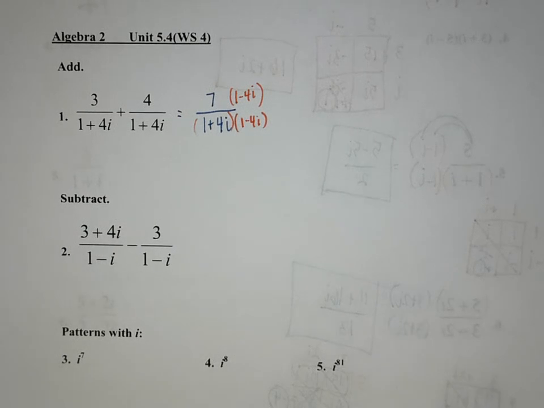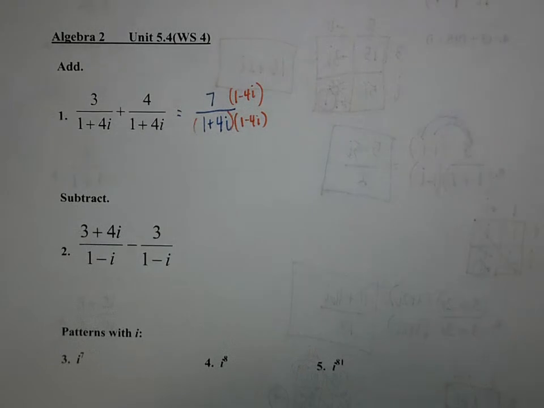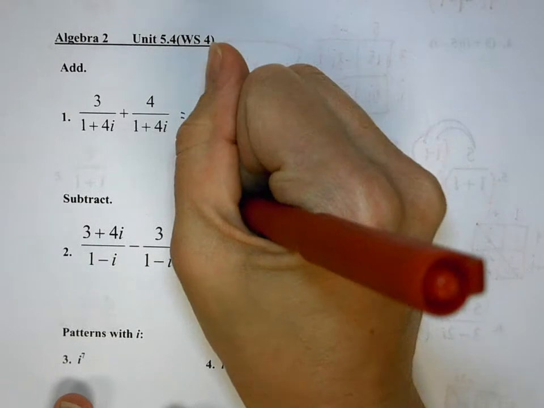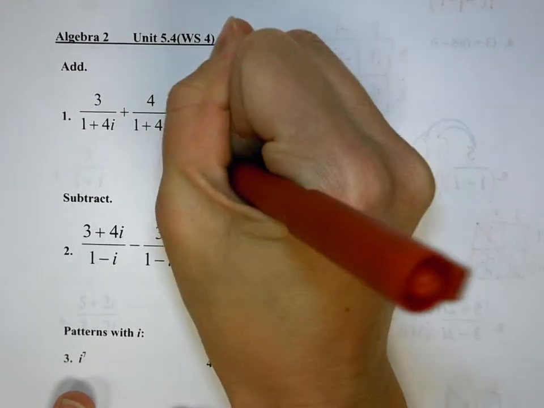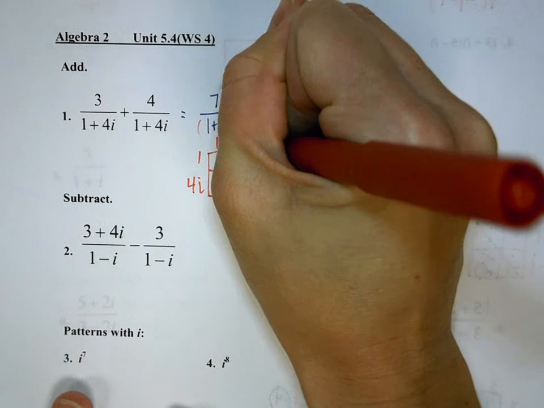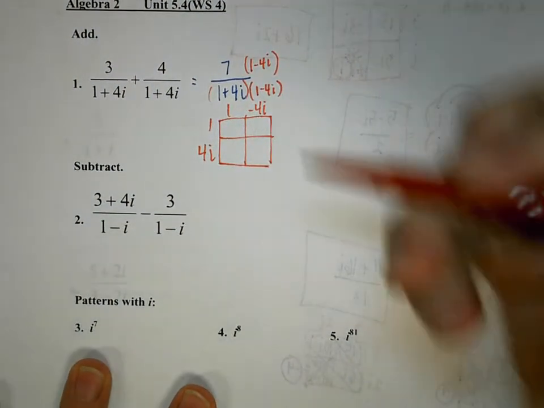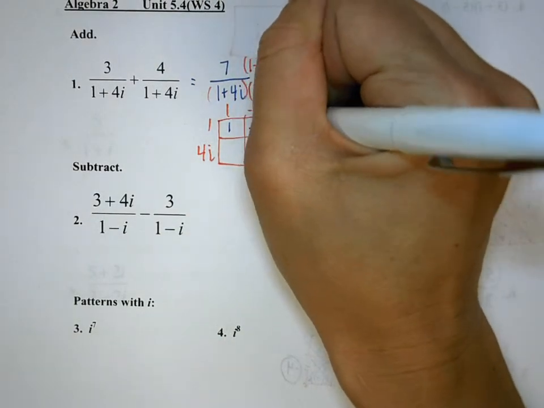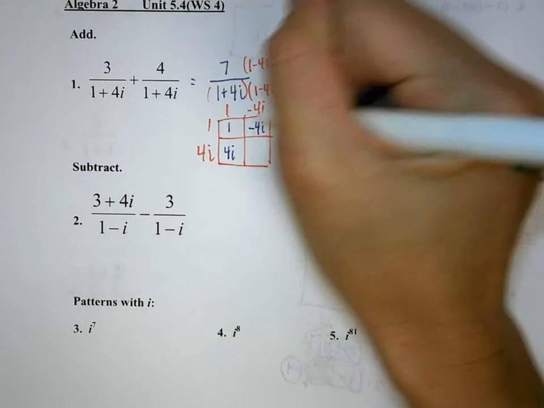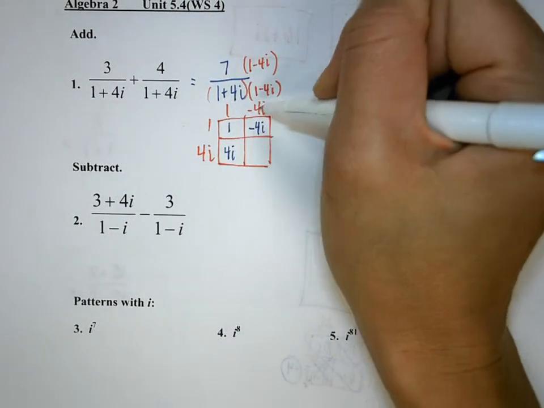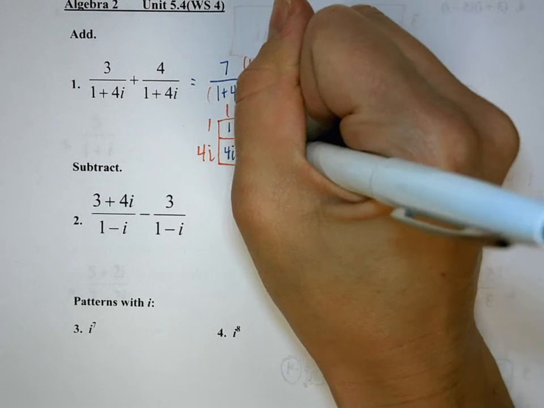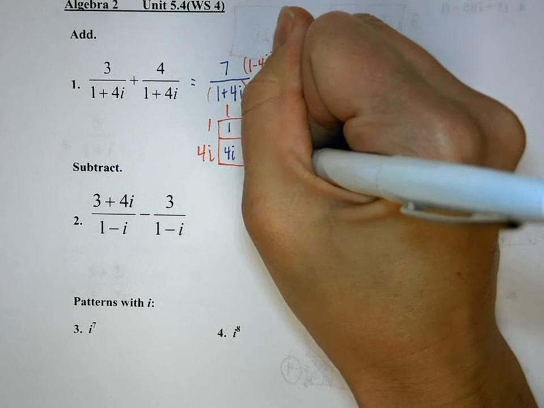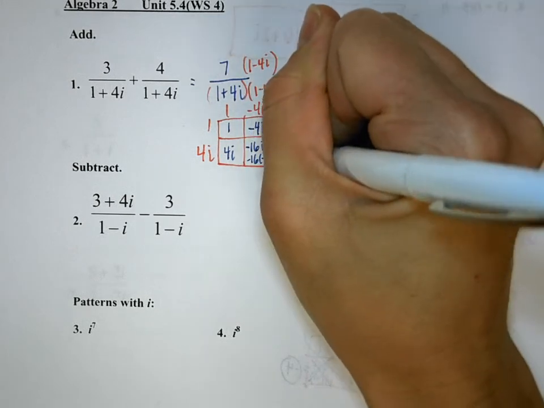Okay, so the answer was 7 minus 28i all over 17, if you got a chance, and I didn't see yours. Okay, so when I multiply this denominator, I make my box, and I have 1 and 4i, and 1 and negative 4i. When you multiply, 1 times 1 makes 1, 1 and negative 4i makes negative 4i, 4i and 1 makes 4i, and this is where you have to be careful. So 4i and negative 4i makes negative 16i squared, but what is i squared? So negative 16 times negative 1 ends up making a positive 16.